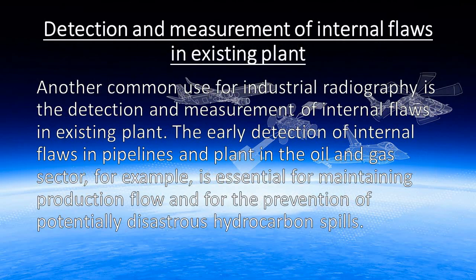Next is the detection and measurement of internal flaws in existing plant, like oil and gas plants. Another common use for industrial radiography is the detection and measurement of internal flaws in existing plant. The early detection of internal flaws in pipelines and plant in the oil and gas sector, for example, is essential for maintaining production flow and for the prevention of potential disastrous hydrocarbon spills. So we don't have to dig up the pipe to see it. We have to detect it using radiography.